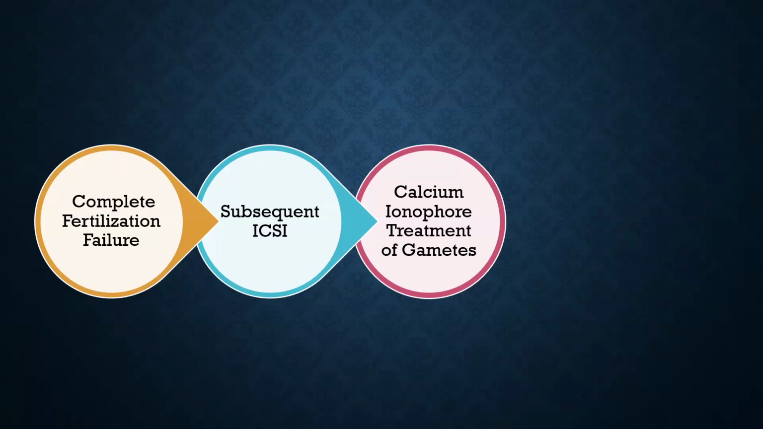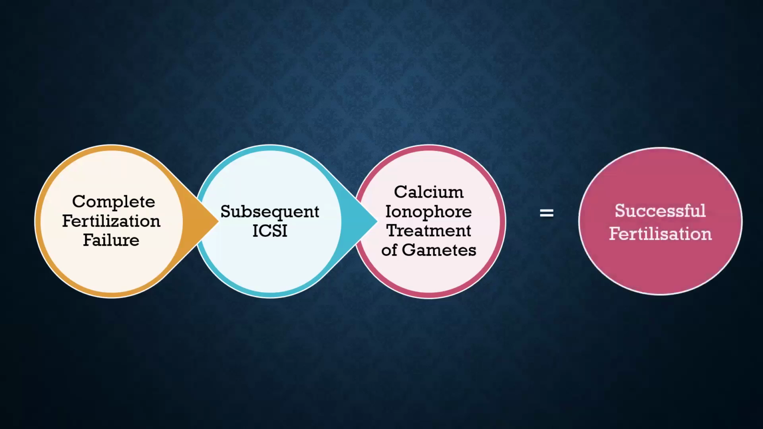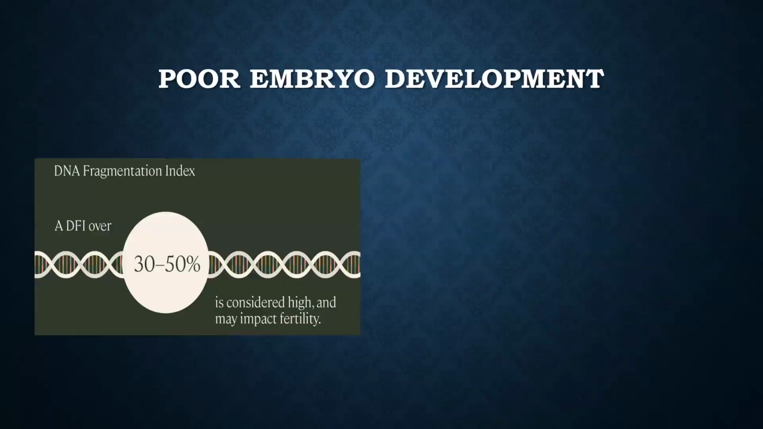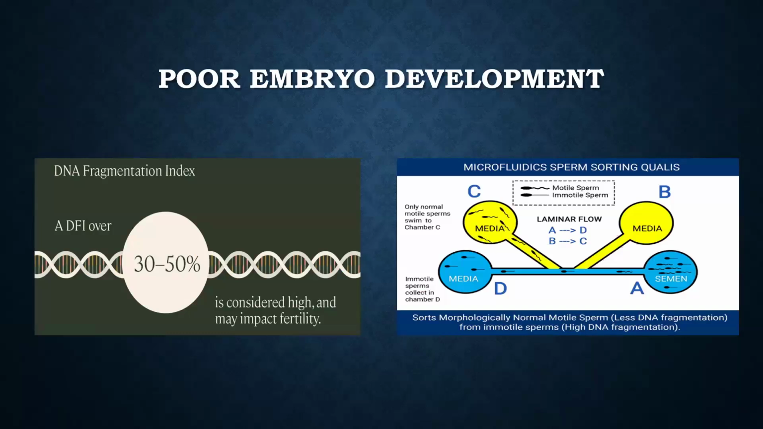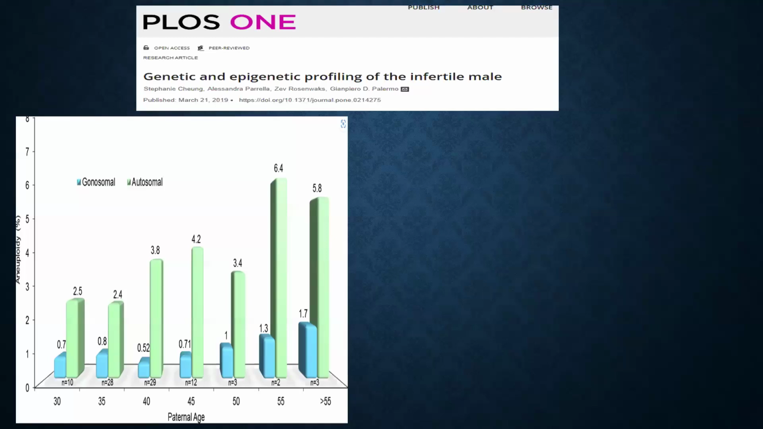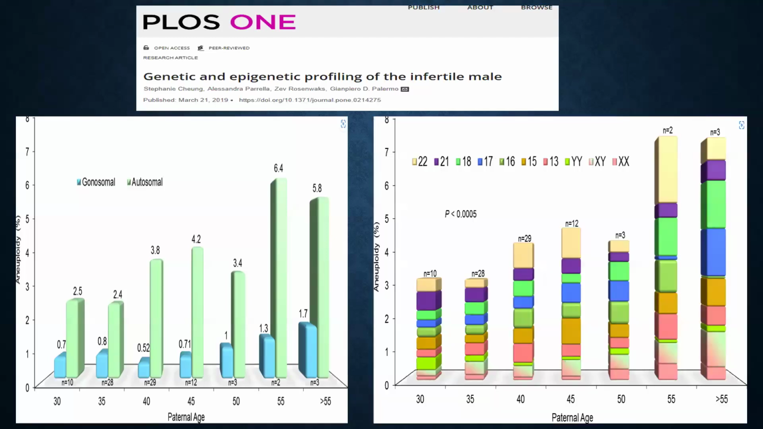Again, cases of complete fertilization failure are more common in IVF compared to ICSI, and subsequent ICSI with a calcium ionophore treatment will lead to a successful fertilization in these patients. There have been cases of poor embryo development in IVF, where patients have noted that increased DNA fragmentation index in the sperms may be one of the causes, and special sperm sorting devices such as microfluidic sperm sorting have been known to give us better quality sperms with less DNA fragmentation.